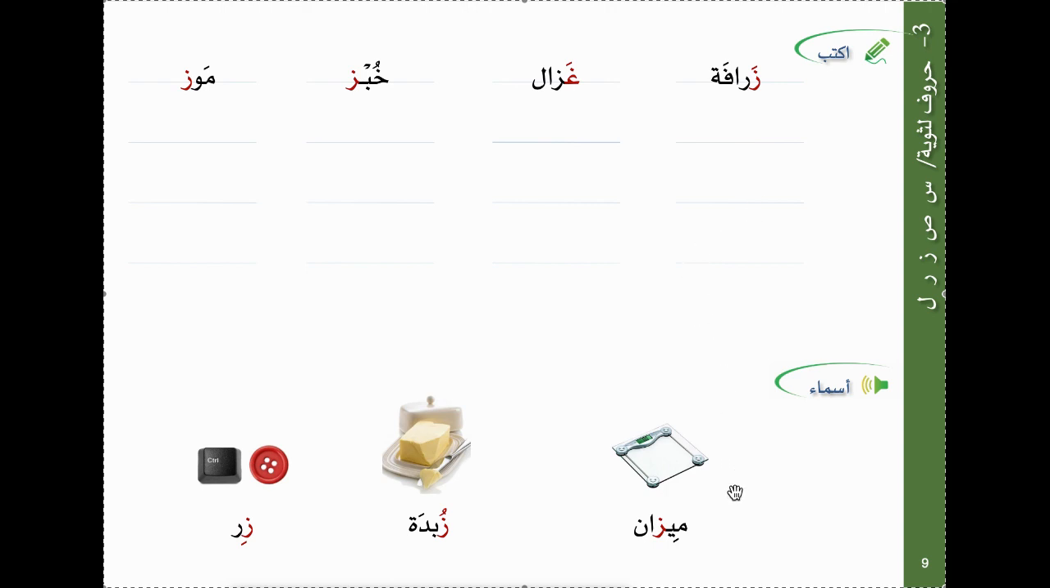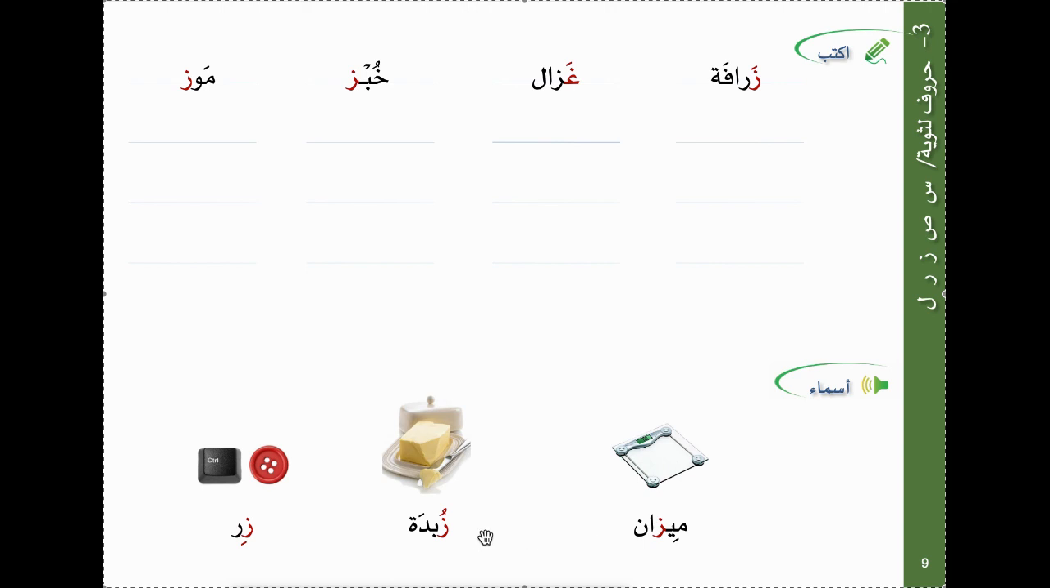And then we have some more nouns that we'll take now. This one is mizan. This is a scale that you use to weigh yourself. With a long ya, meem, and then a long zay, zan, mizan.